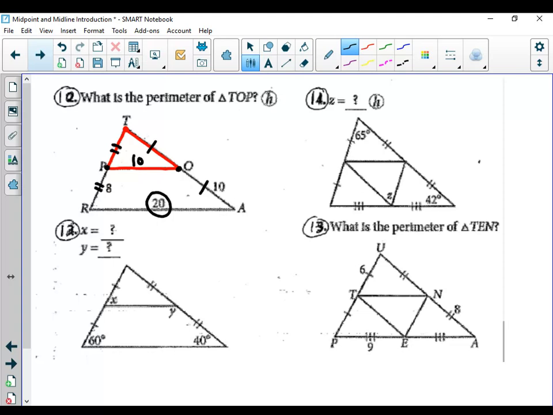The other two sides of that triangle we already know because they said this is 8, which means this is 8. They said that was 10, which makes this 10. And so now we can find the perimeter. So the perimeter of this one ends up being 28.